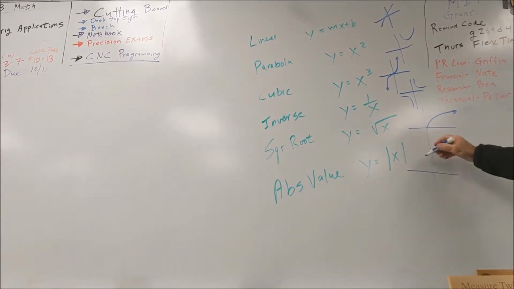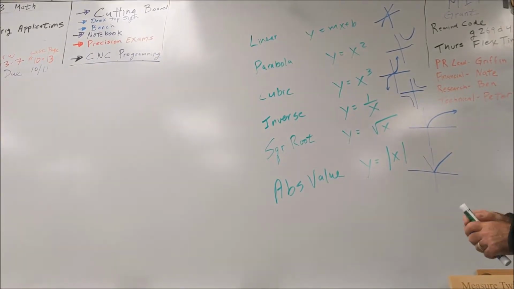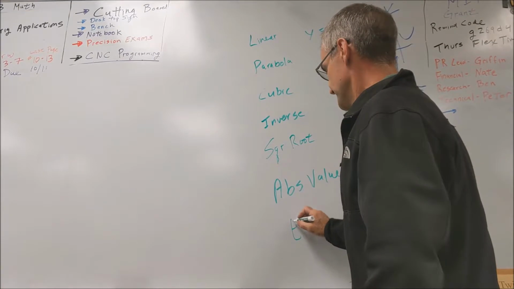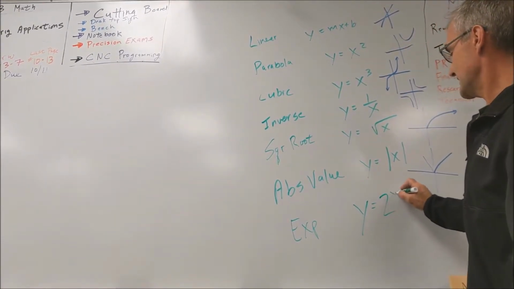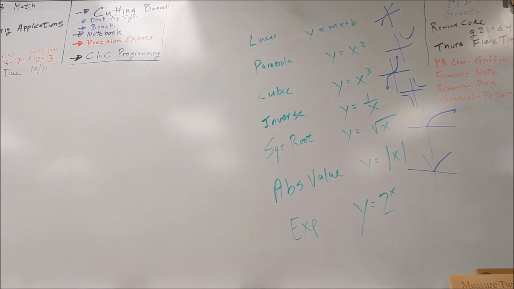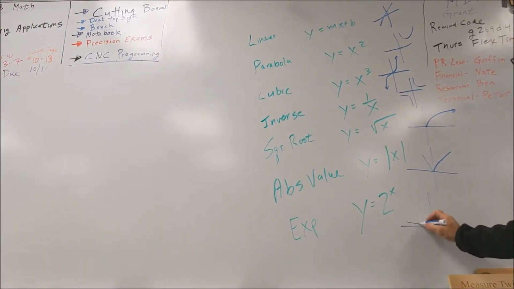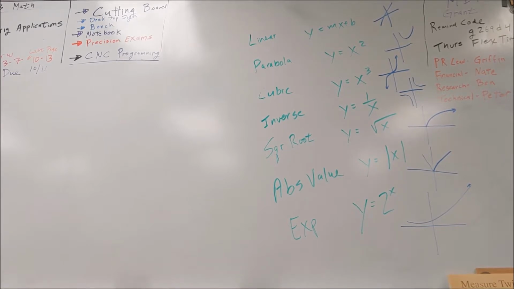Right, so absolute value is a V shape. And one more, we have exponential. Exponential is y equals 2 to the x. And that graph actually is different from the square root because it increases at an increasing rate with the y-intercept greater than 0. So those are our parent graphs.